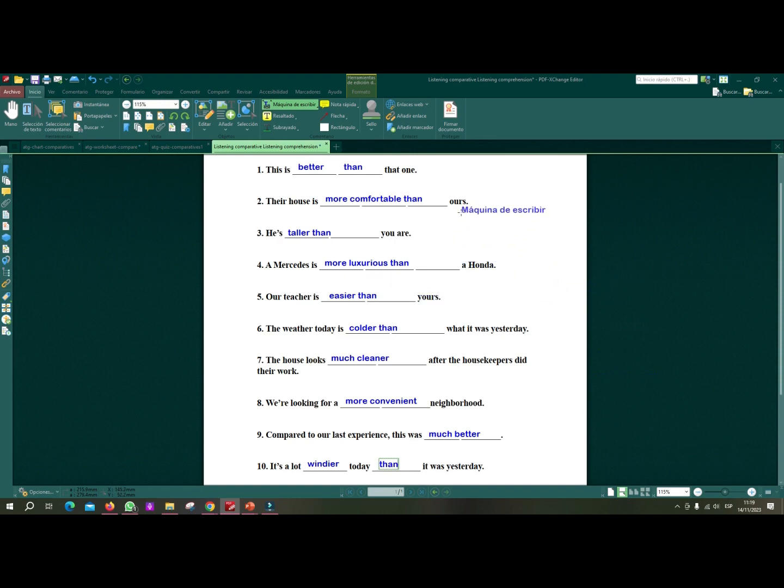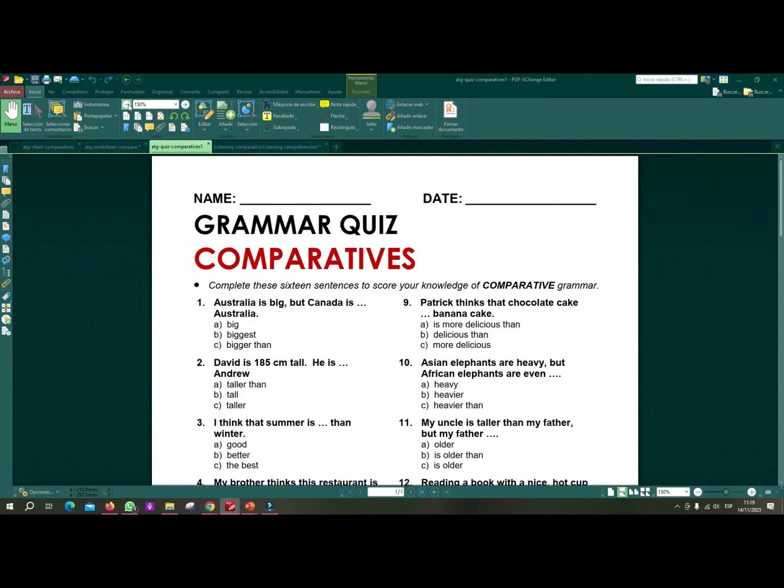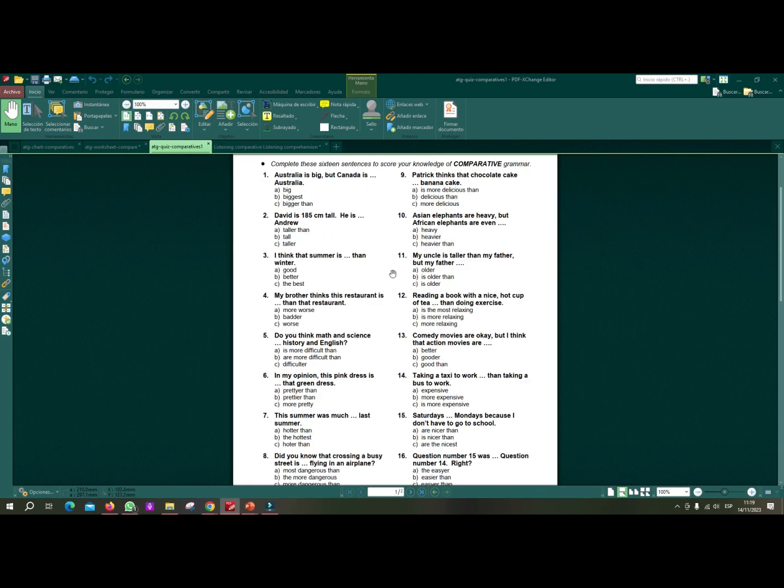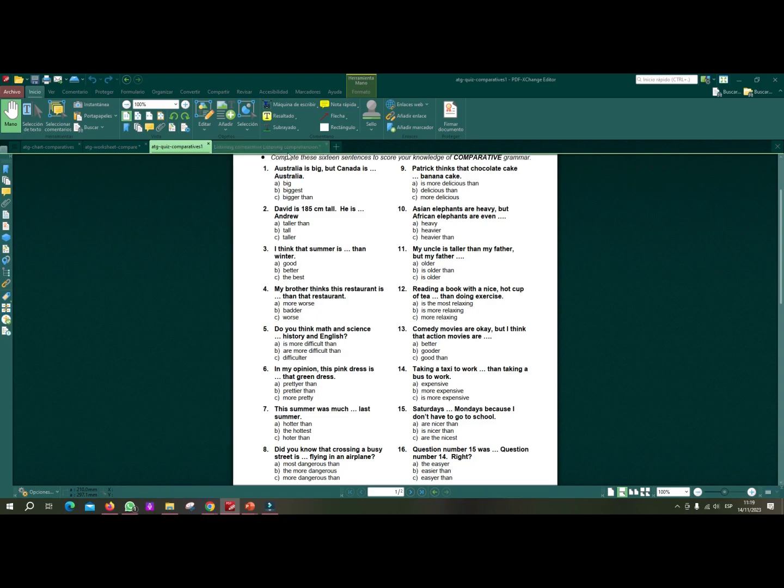In that way, you're going to improve your listening skills. Okay, so I guess we have time for the last exercise. We're going to do this quiz, right? I want you to read this case and choose the correct answer. Complete these 16 sentences to score your knowledge of comparative grammar. Here you have the first one.